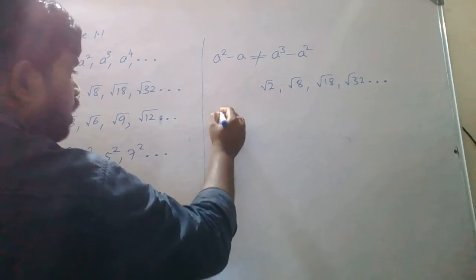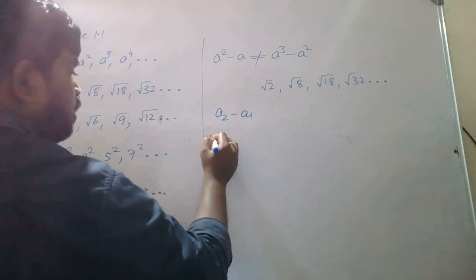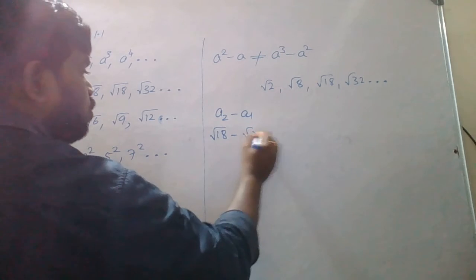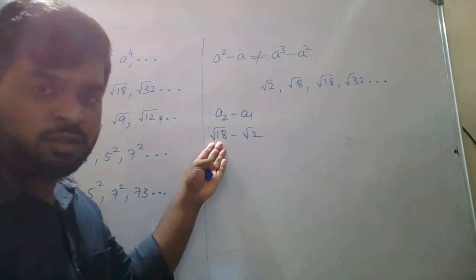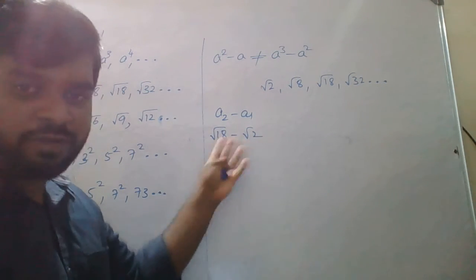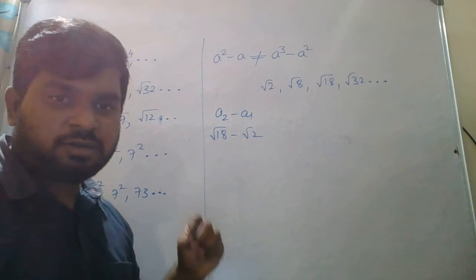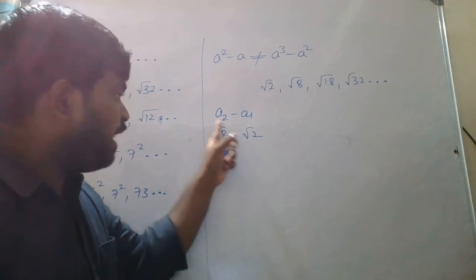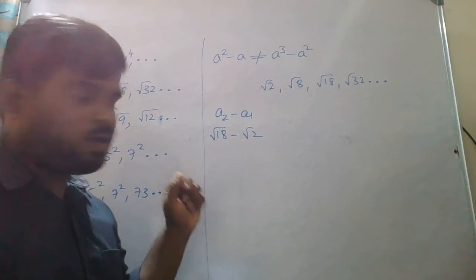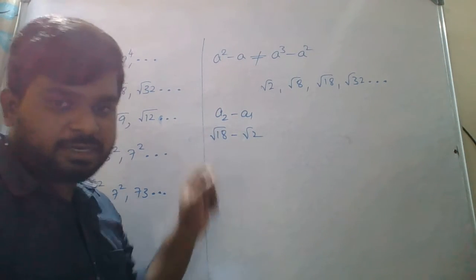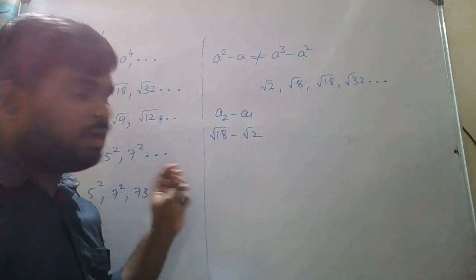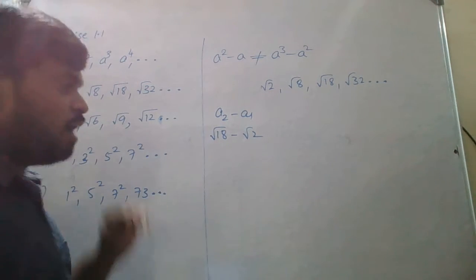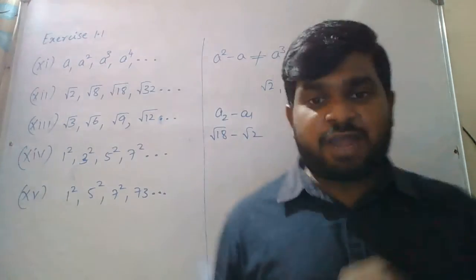So here, a2 minus a1. Root 18 minus root 2. Here you got root 18. Here you got square root of 2. There are two different things. How can I subtract it? No, I cannot subtract it. But if you reduce it to simplest form, there is a perfect square inside it. If you remove it outside, then you can subtract it. How to do that? Using prime factorization.